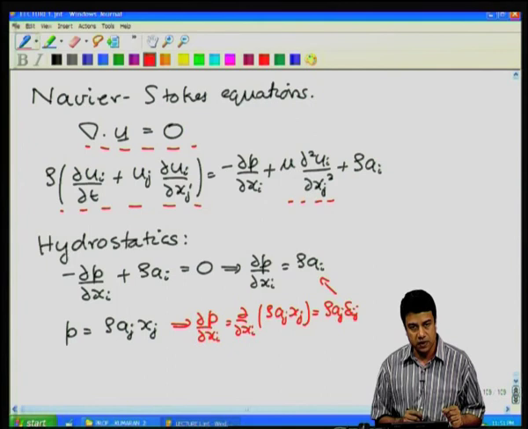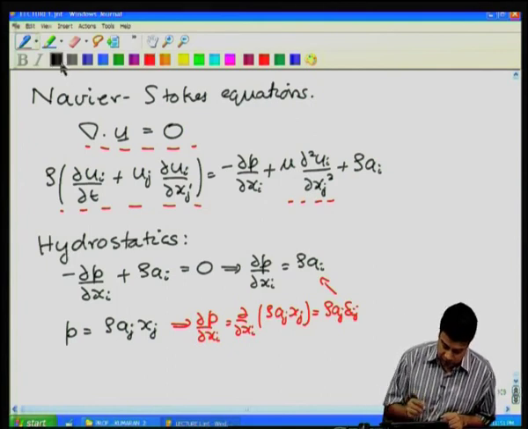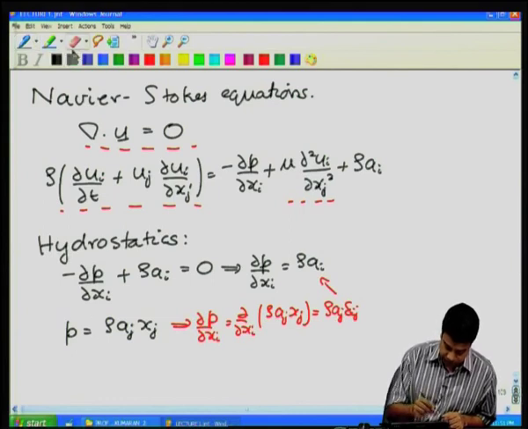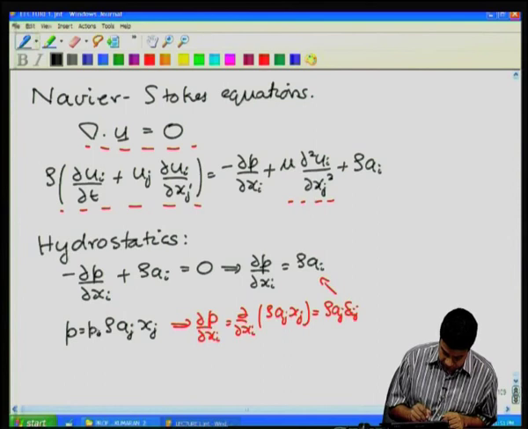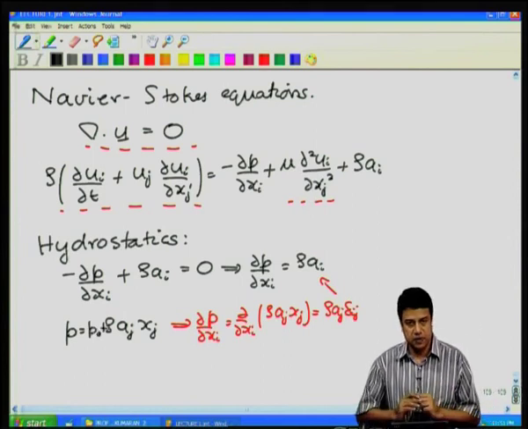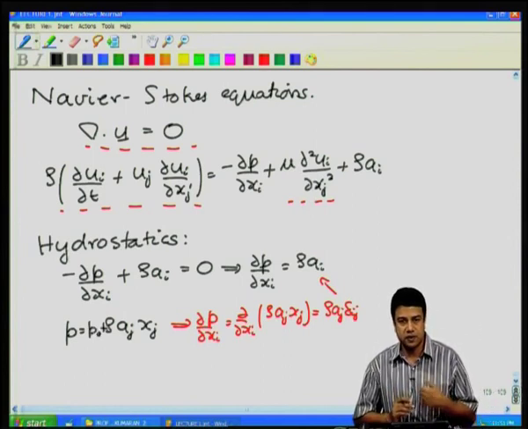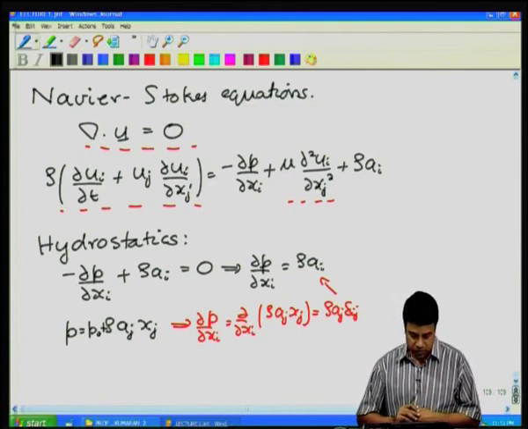So, it is equal to rho aj xj, but however, when I take gradients I can always put in a constant, some constant plus this, because when I take the gradient of the constant it becomes 0 anyway. So, that is the solution for hydrostatics, p is equal to p naught plus rho aj xj.